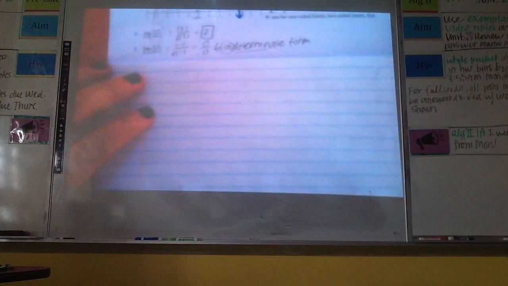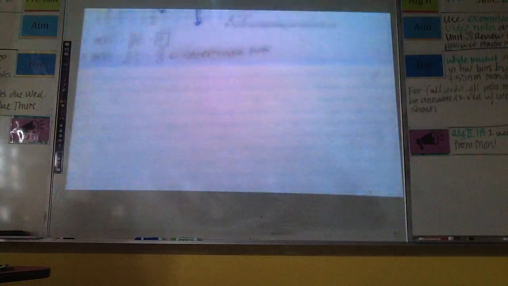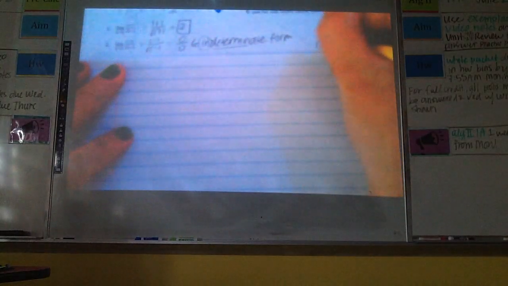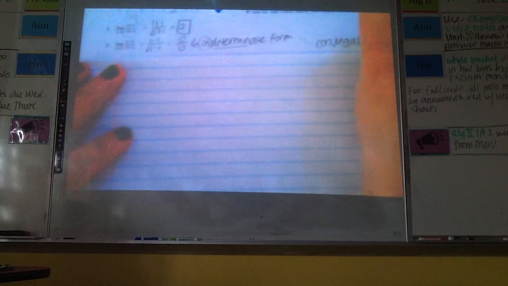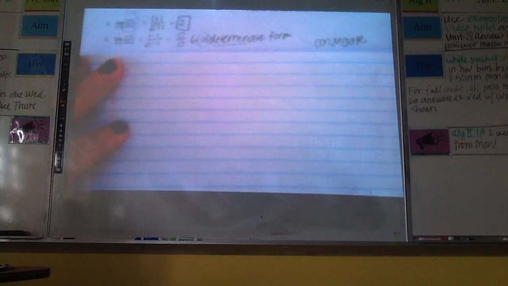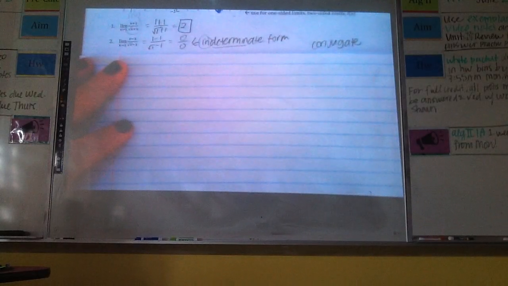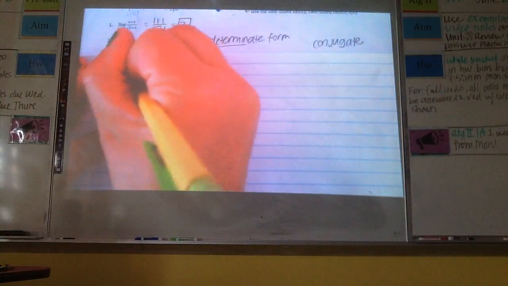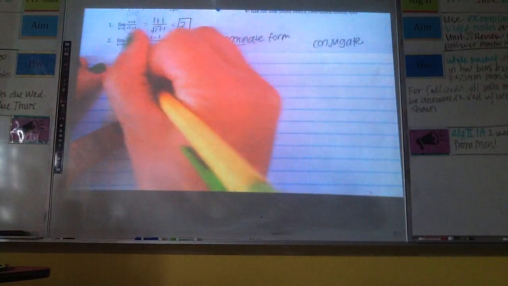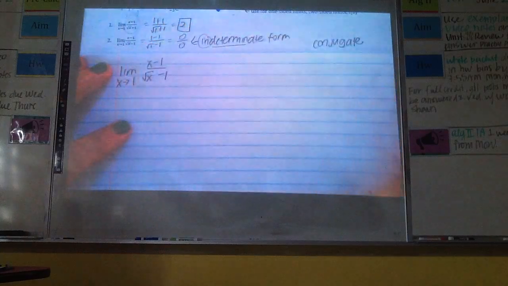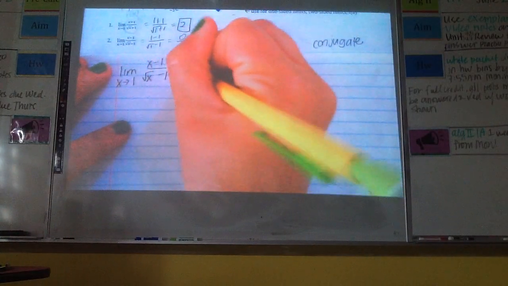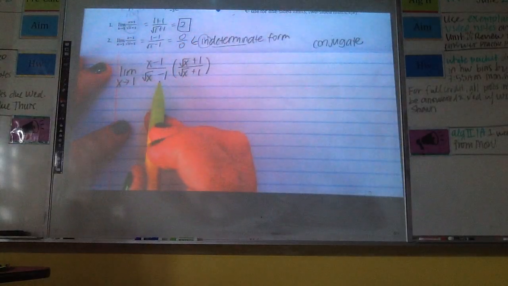If you see a radical expression, sometimes a nice strategy is to multiply by the conjugate of the radical expression. That is, keep the first term and take the opposite of the second term. In this case, we'll multiply by the conjugate of the radical expression. Doesn't matter if it's in the numerator or the denominator. So we'll multiply by root x plus 1. I kept root x the same. I took the opposite of -1.